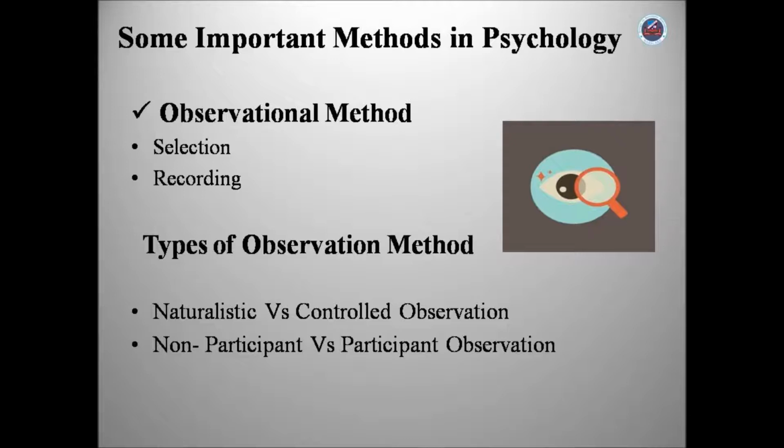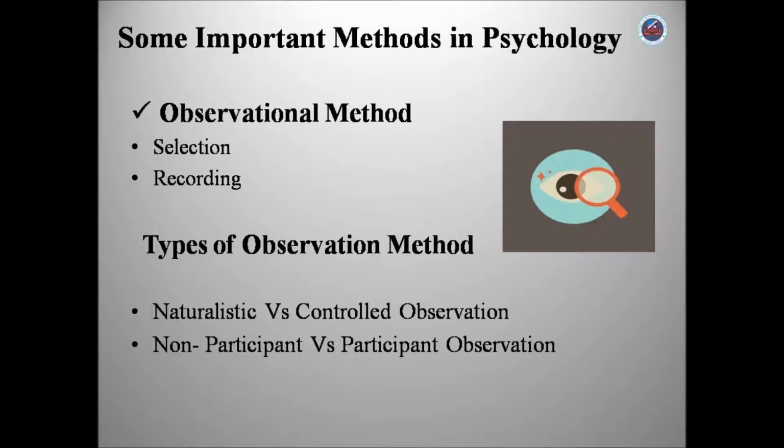Then comes types of observation. The first one is the naturalistic versus controlled observation. In naturalistic observation, the researcher will observe the subject or the respondent in their natural environment without any interference. Then controlled observation is a type of observational study where the conditions or the environment are highly controlled by the researcher. Then non-participant versus participant observation.